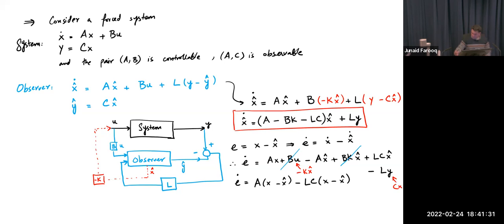So you will get an equation here which says E dot is basically A minus LC times E. Right? Again, it's regardless of the input U.